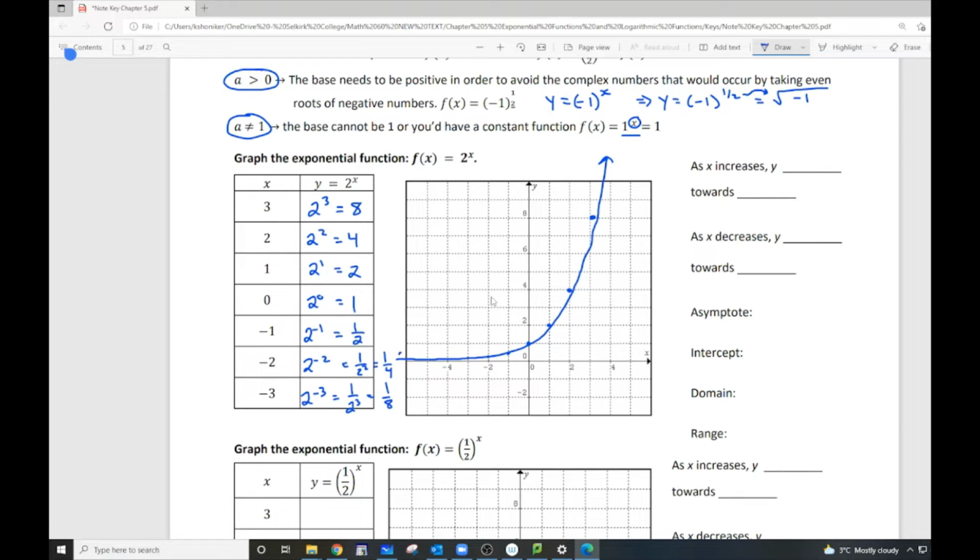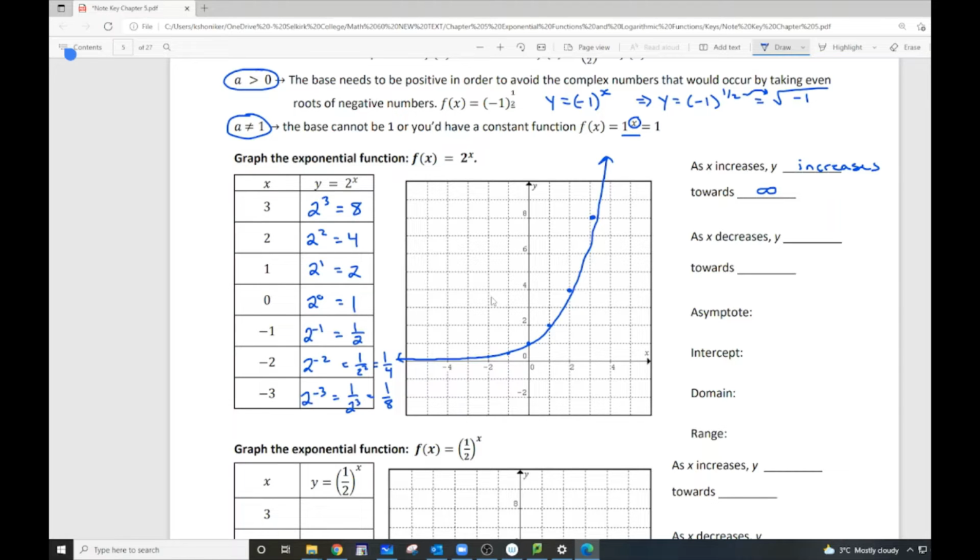What do we notice about this graph? Well, we notice that as the x values increase, so x is 1 or 2 or 3 or 4, the y values are increasing as well. So as x increases, y increases as well. What is the y increasing towards? Well, infinity.